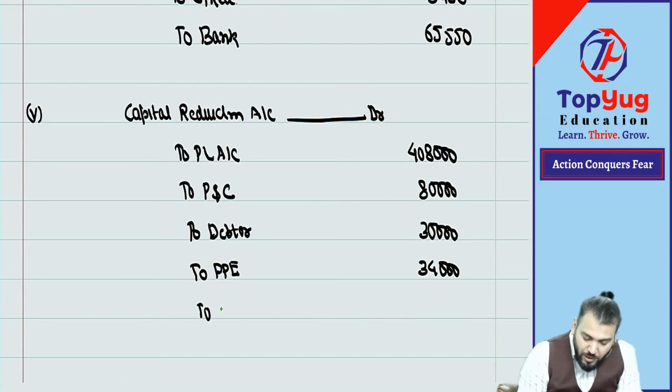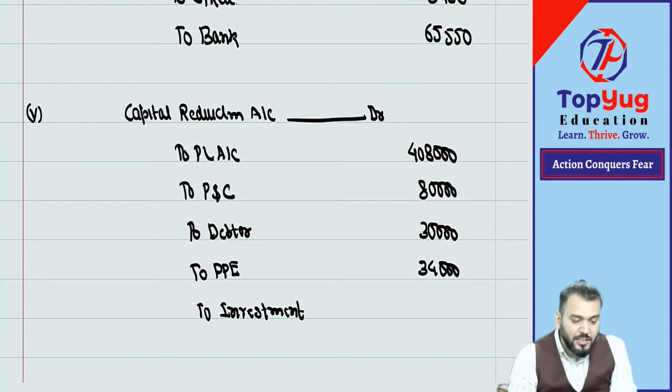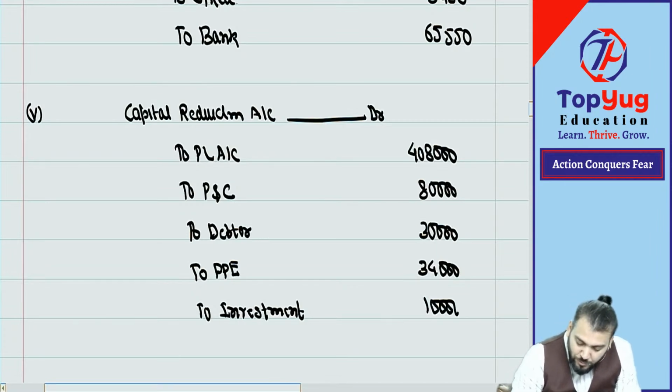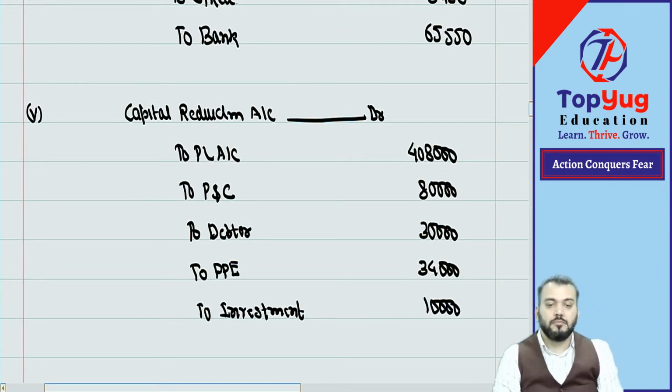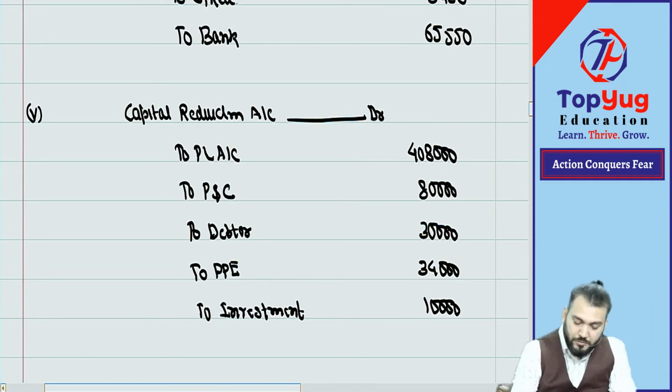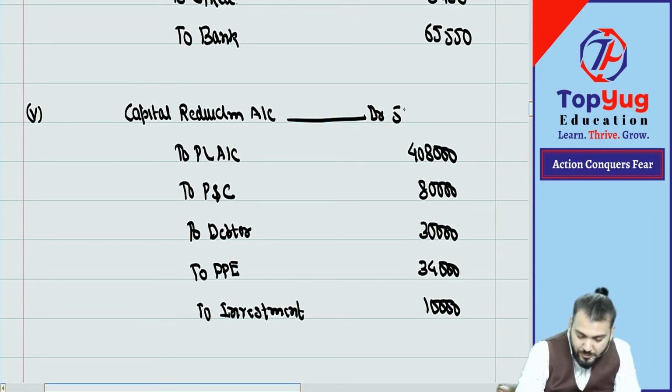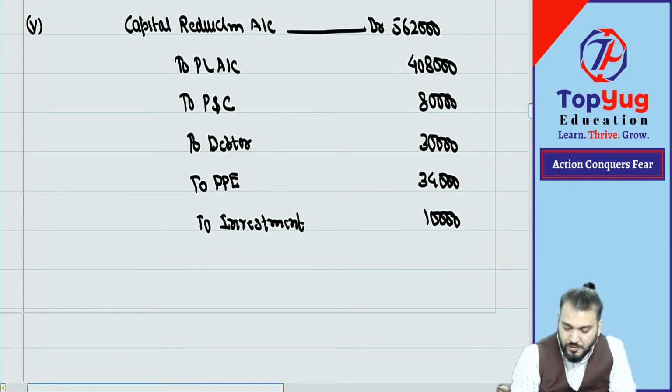And to investment. How much is investment written down? Their market value they are saying is how much? It is 55 from 65. So it is 10,000. Can you give me the total? How much? 5 lakh 62,000. Okay, sir. This is also done.